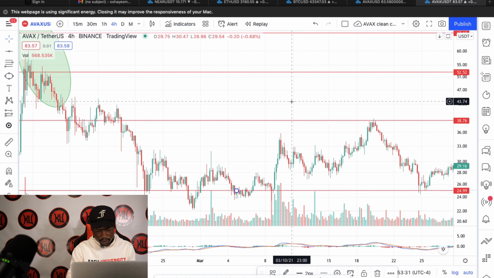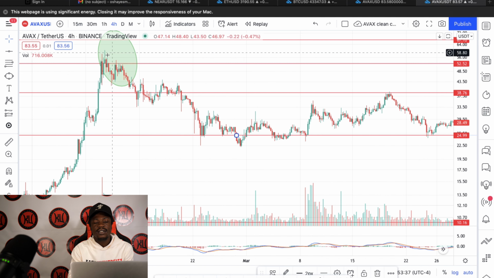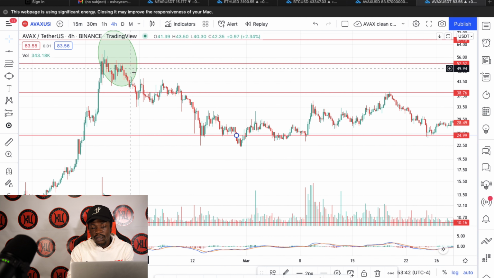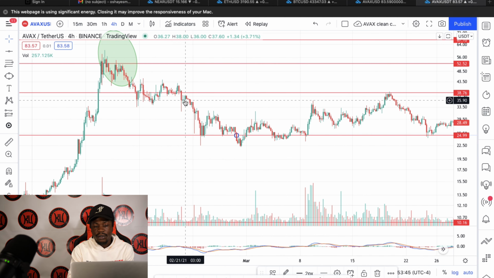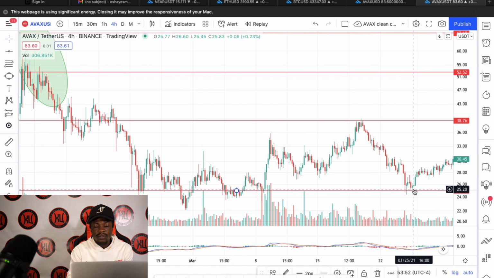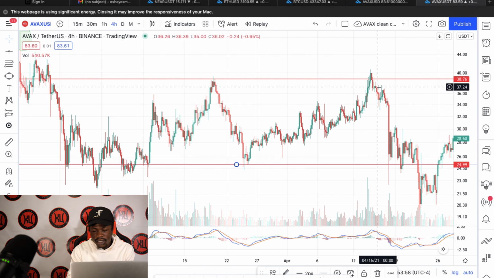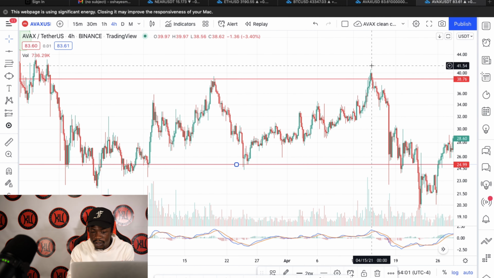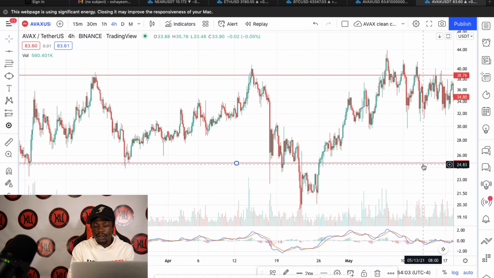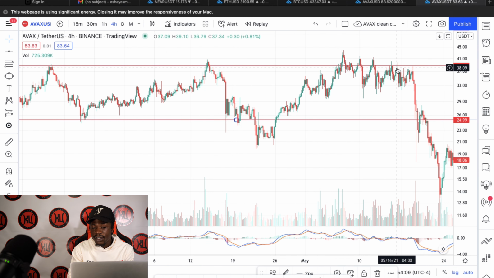Alright, so let me show you. This is a tested of resistance. Price came there but couldn't break above it and shot back down to the next support. Right? Price came here, tested this resistance also right here, couldn't break above it and came back to the next level of support. I'm just showing you a lot of tested of resistance. Price came here, tested the resistance, couldn't break above it and came back to the next level of support. Same thing over here.